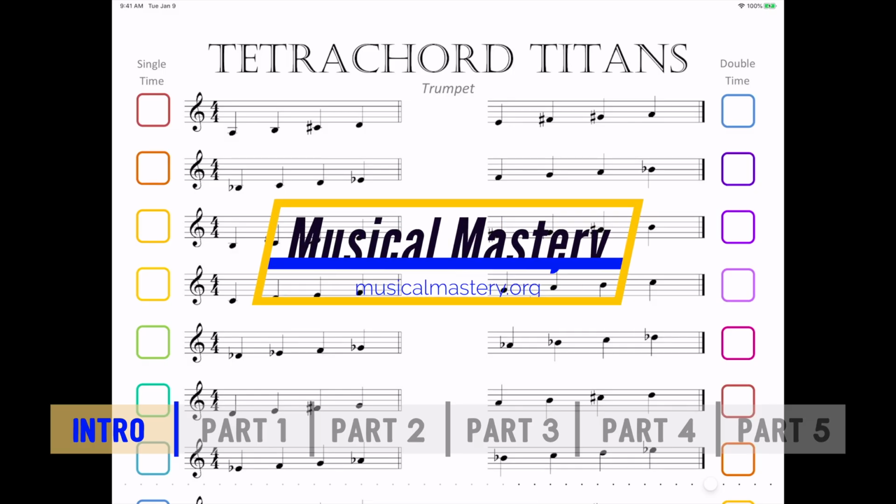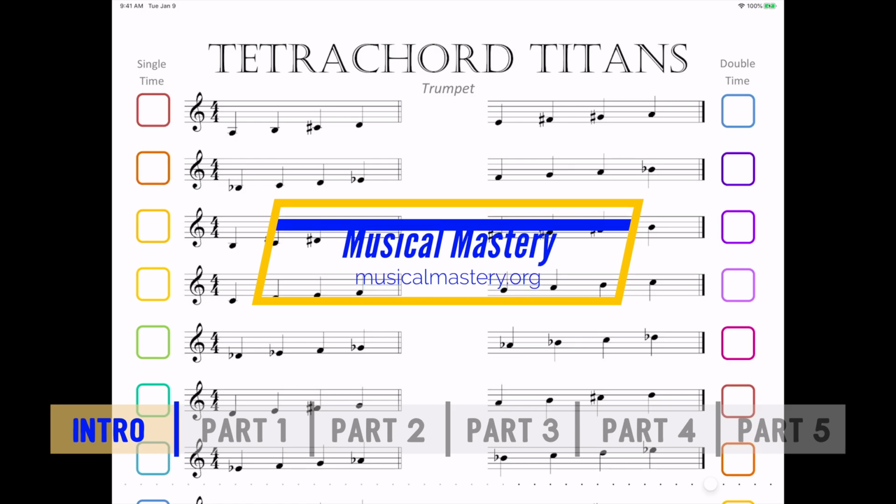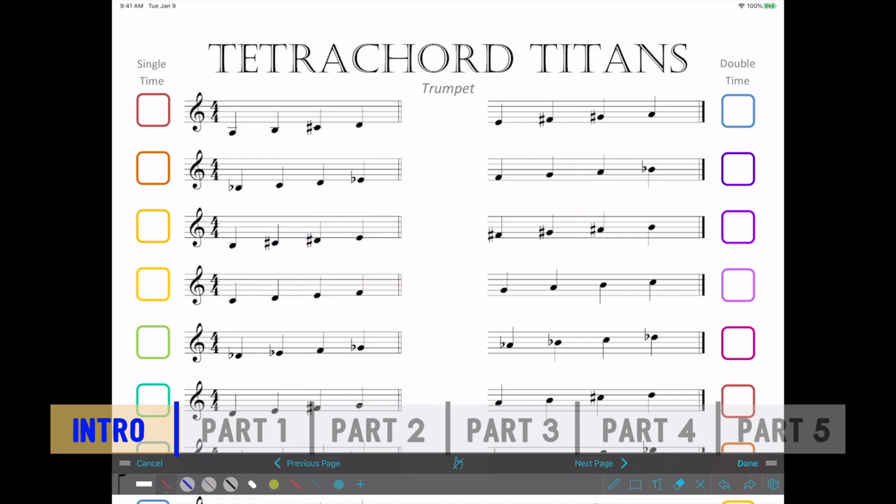This is an example of the tetrachord Titan page in the Musical Mastery book. So when we look at these, this is a scale. As a whole, this is one scale. And I know this is the page for trumpet, and this is in treble clef, but everything here applies to every instrument. As we see, we have a left side 4 notes and a right side 4 notes.